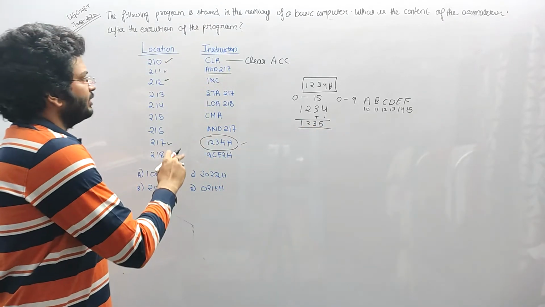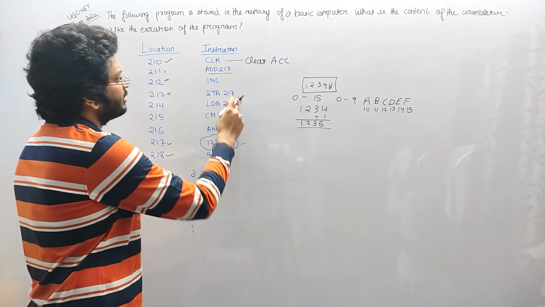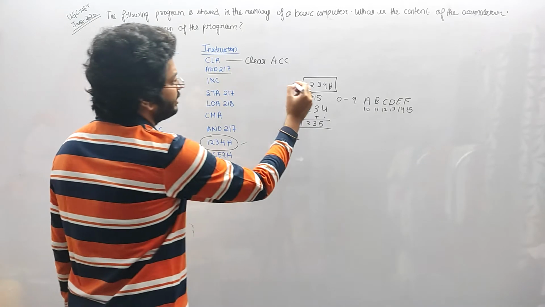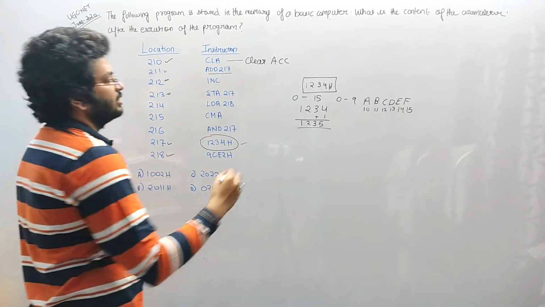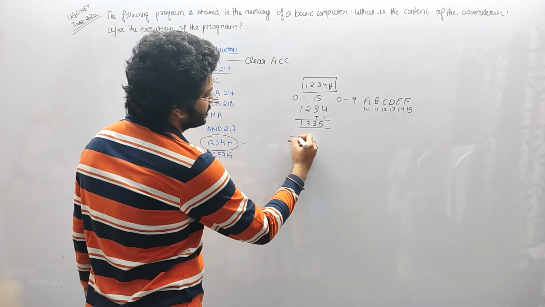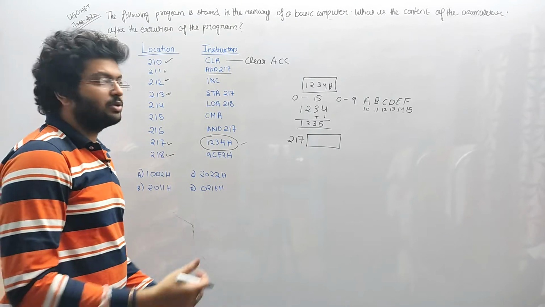Now instruction 213 says store accumulator 217. This is store accumulator 217, meaning in location number 217 we have to store the contents of the accumulator.